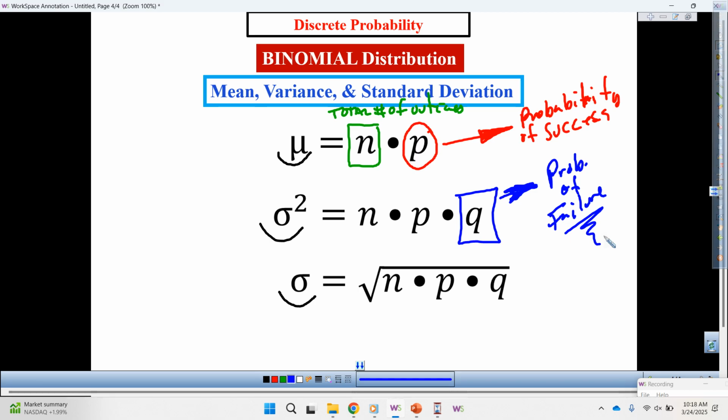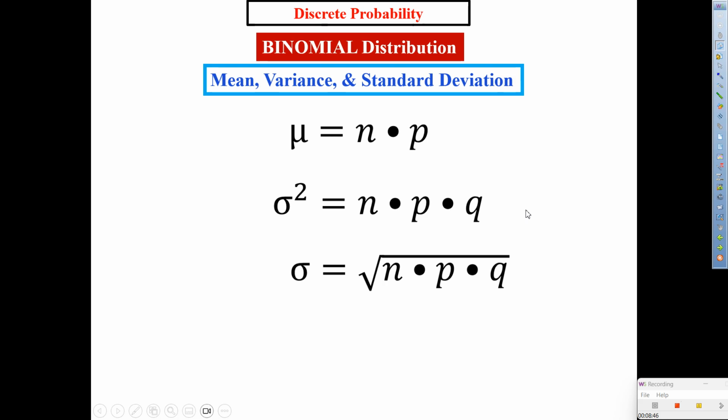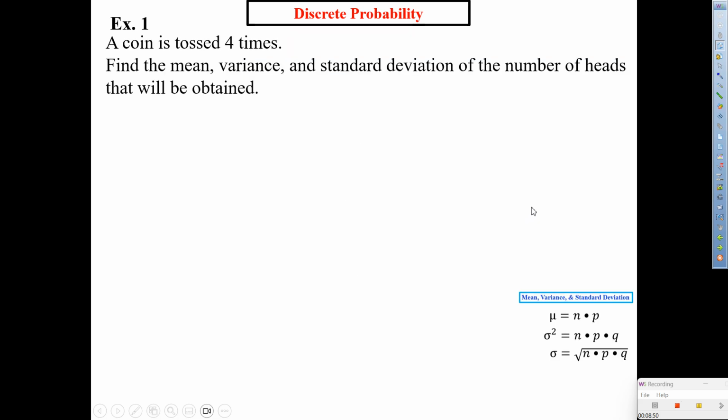All right, so now that we have all our terms, copy this problem down, please, on your paper. Example 1. Copy it completely, please. It reads, a coin is tossed 4 times. Find the mean, variance, and standard deviation of the number of heads that will be obtained. Copy this one at least so you can have this one example for this session complete. I'll give you some time.